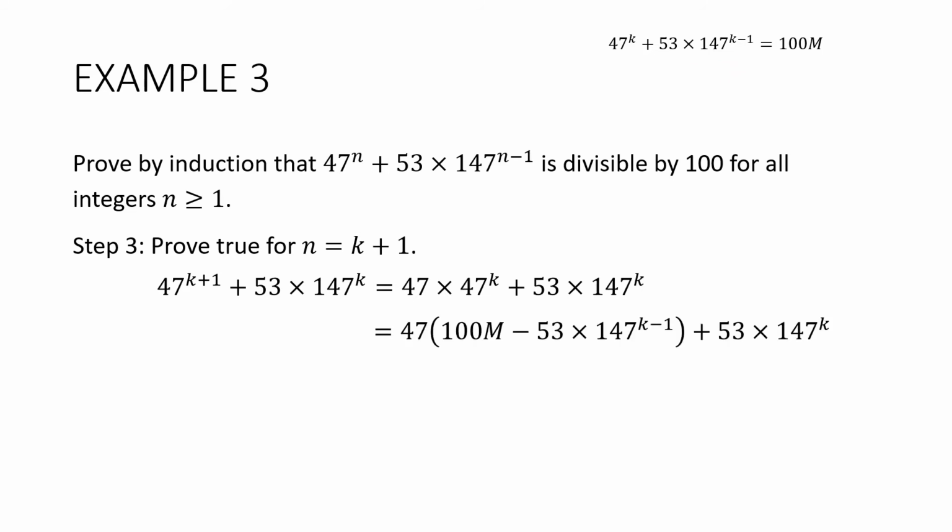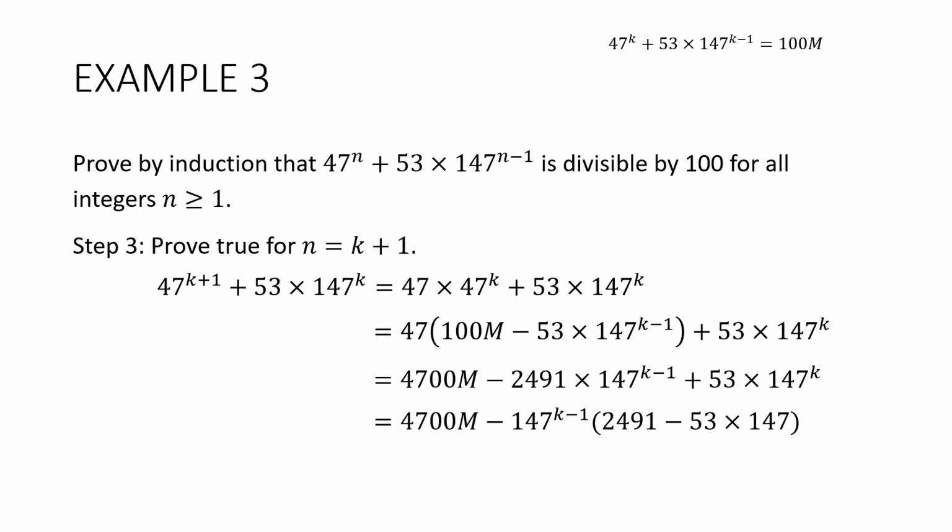Now we're going to expand that out. 47 times 100m is 4,700m. Take away 47 times 53. It's fine to multiply those two together. 2,491 times 147 to the k minus 1, and that's the same term there. We're nearly there. We need to try and factorize this and get it together. So it's got a common factor of 147 to the k minus 1.